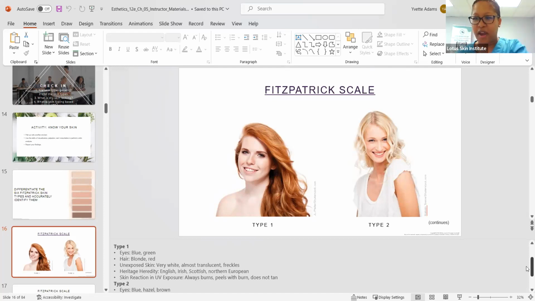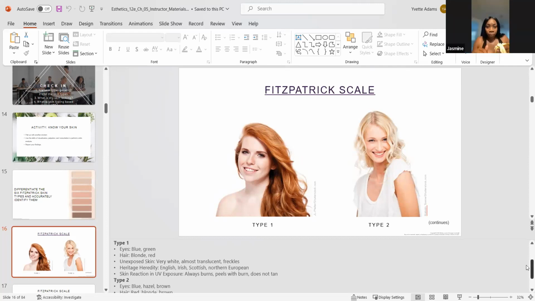My hair is not fire red like hers, but, and then skin reaction to UV exposure, it always burns, it peels when it burns, it does not tan. This is the skin type that doesn't tan. You go into the sun, they come out red, they're burned very easily, or whatever have you. So that's Fitzpatrick type 1.